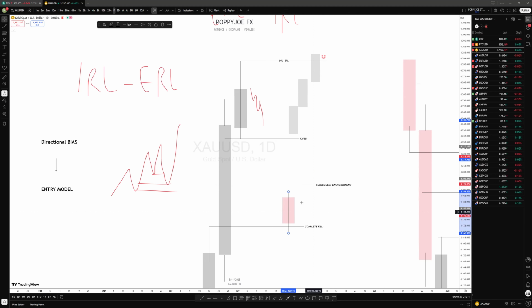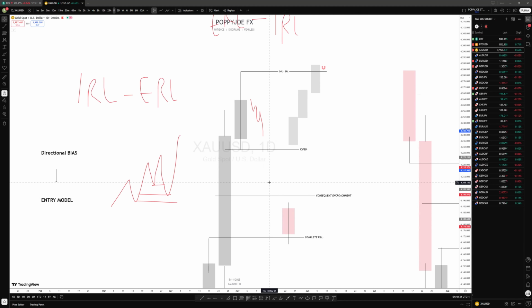So anytime you see price entering into a fair value gap on your higher time frame, even your weekly time frame, your monthly, or any time frame you want to use at all, and price doesn't close into the gap, just know that the immediate high, which is going to be the draw on liquidity, is the target.